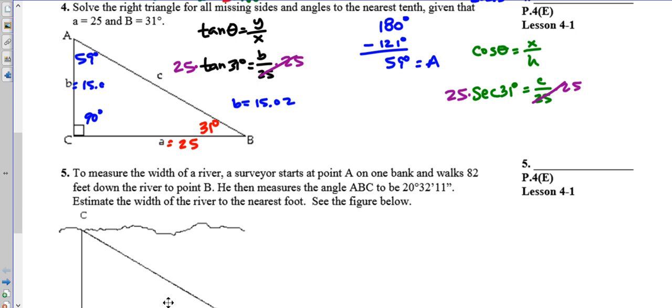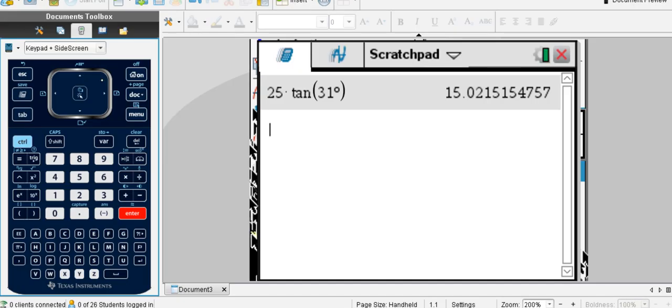So I'll go to my calculator. And this time, instead of typing in tangent, I'm going to do secant instead. Everything else is the same. So I'm just going to go up twice to highlight it. When I press enter, it'll copy it. And I'm going to backspace the tan and type in SEC. And now this should solve it.